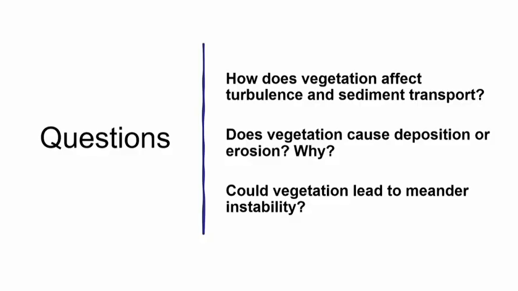So there are three questions we're going to step through. The first one is a basic question of how does vegetation affect turbulence and sediment transport? And that's going to help us answer the next question: does vegetation cause deposition and erosion, and why? Or does it cause a mix of those, and why? And then finally, could vegetation lead to meander instability?